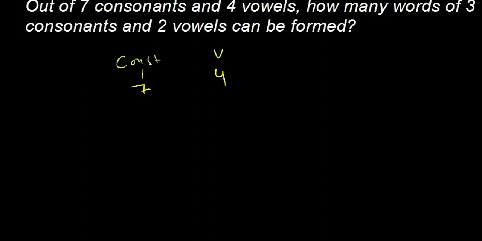So out of 7, how many do you have to select? 3. So that can be done in how many ways? 7C3, and this is 4 out of 2. So obviously this is going to be 4C2. Now how to solve this 7C3?